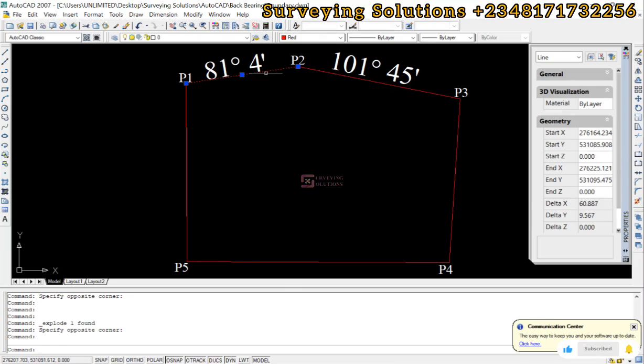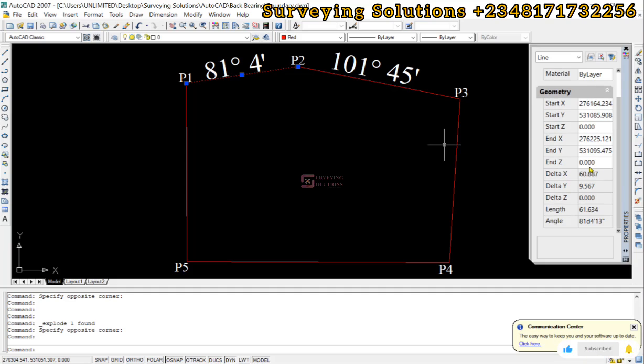Now if we select that line and then we come to the properties, from the properties we can see the distance, or let's say the length. We can see the length and the bearing of that line. So if we scroll down, we've seen that the length is 61.634. The bearing is 81 degrees 4 minutes 13 seconds, right?